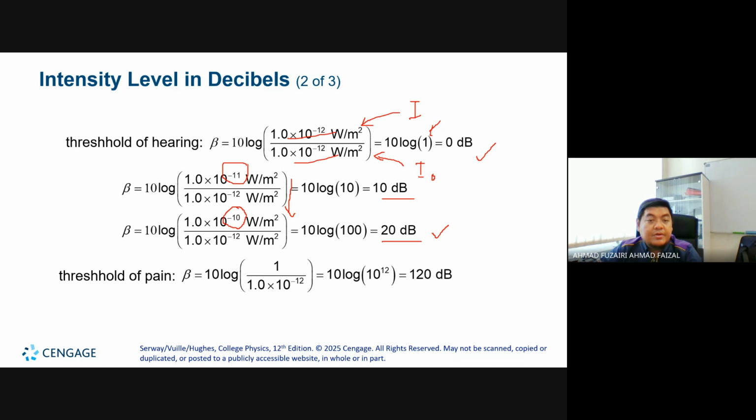Okay. So for instance, if we use the threshold of pain, we want to know what is the decibel for the threshold of pain. So we took 1, because the threshold of pain I is equivalent to 1 watt per meter square. Remember the unit is 1 watt per meter square, and the denominator part is still the threshold of hearing. So we have the power of 12, and we get 12 times 10, so you will get about 120 decibel. So at the threshold of hearing, the decibel is 0, and at the threshold of pain, the decibel is 120 decibel.